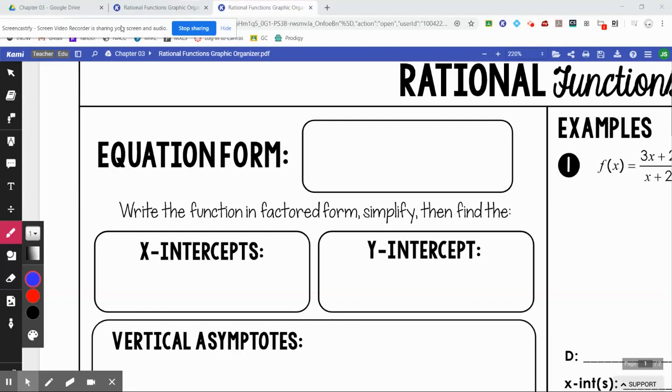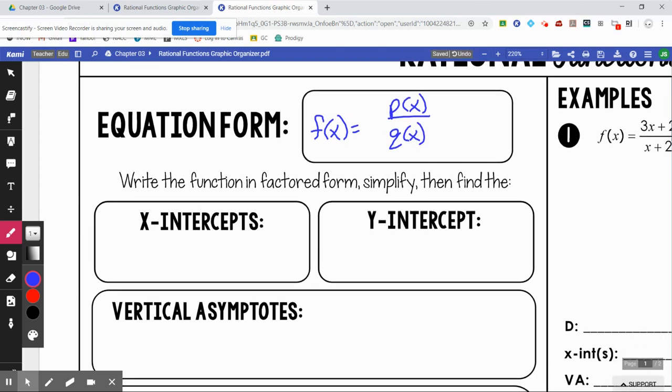In this video, we're going to complete a graphic organizer so that you can have all of your information for rational functions in one place. Reminder that the equation for a rational function is going to be f of x is equal to p of x over q of x, where p and q are also going to be polynomial functions.